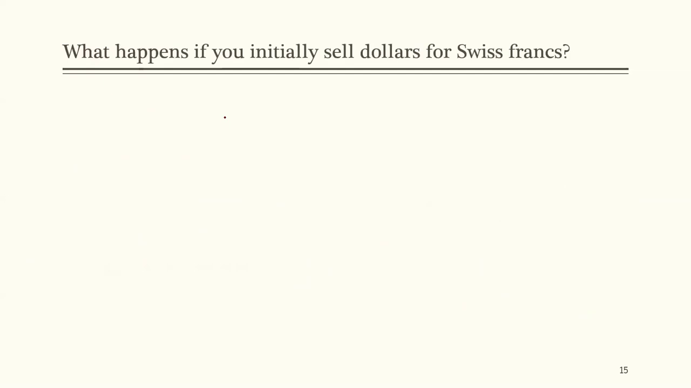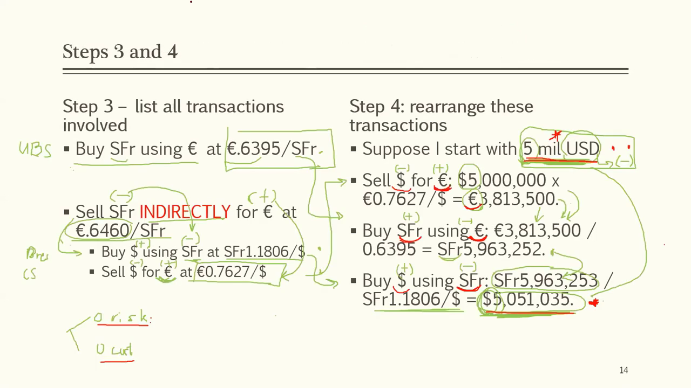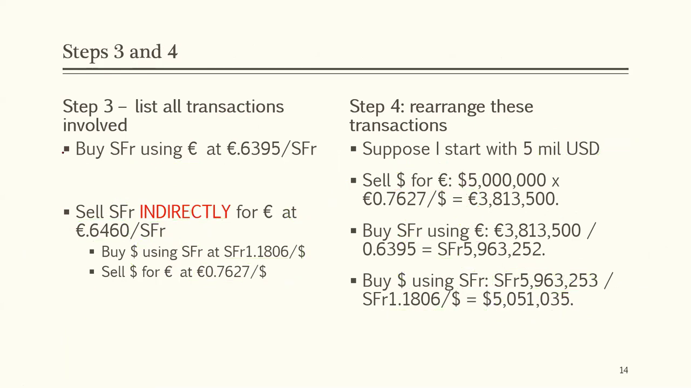Okay, with the next question, this question asks us what happens if we initially sell the dollar for the franc instead, okay? So if we recall from our previous exercise, we have said that these are the three transactions involved, okay? So in terms of the dollar and the franc, this is the direction we want to take. We want to be buying the USD and selling the franc, okay?